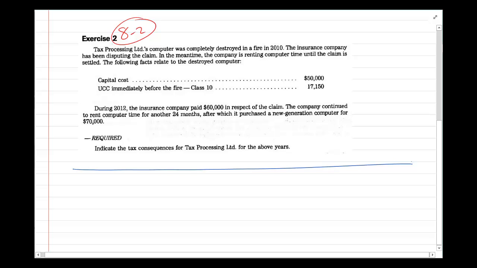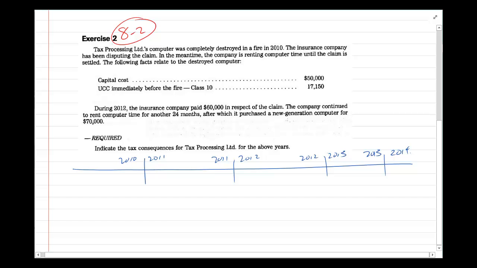So here's the scenario, and we'll draw a little timeline here. So we'll put 2010 turning into 2011, 2011 turning into 2012, 2012 turning into 2013, and 2013 turning into 2014.